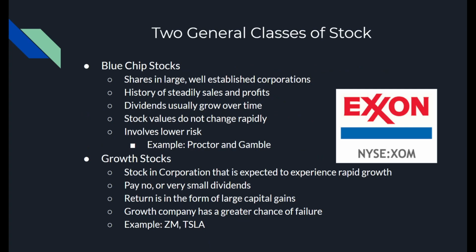There's two general classes of stock. There's blue chip stocks and there's growth stocks. So blue chips are shares in large, well-established corporations, with steady sales and profits. Dividends usually grow over time. Stock values do not change rapidly, involves lower risk. Coke is a good example. Procter and Gamble is also a good example. You don't see crazy swings in their prices. It's a very stable, safe investment.